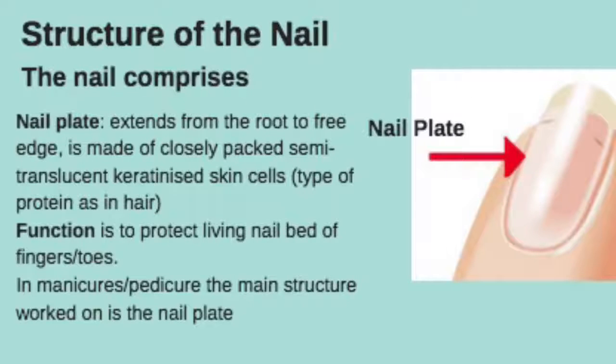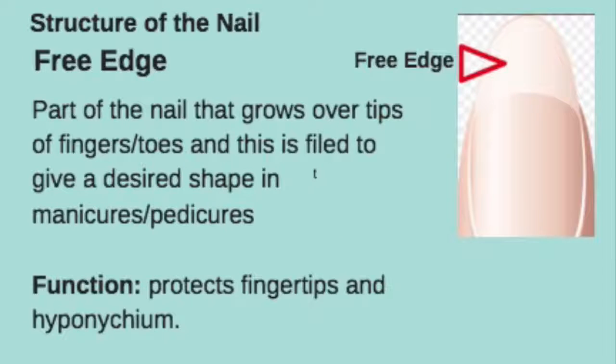So the nail comprises, firstly, the nail plate, which extends from the root to the free edge. It's made of closely packed, semi-translucent keratinized skin cells, the same type of protein that's in hair. Its function is to protect the living nail bed of fingers and toes, and in manicures and pedicures, the main structure worked on is the nail plate.